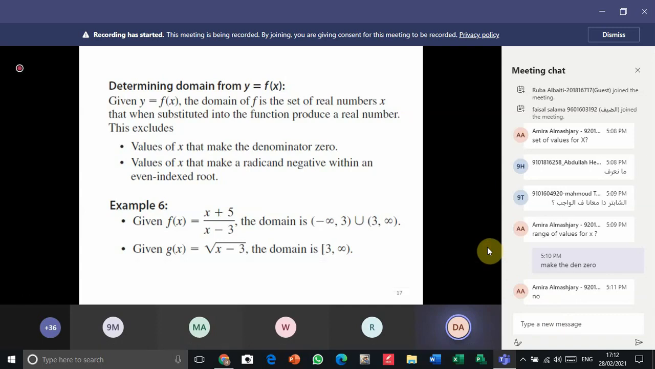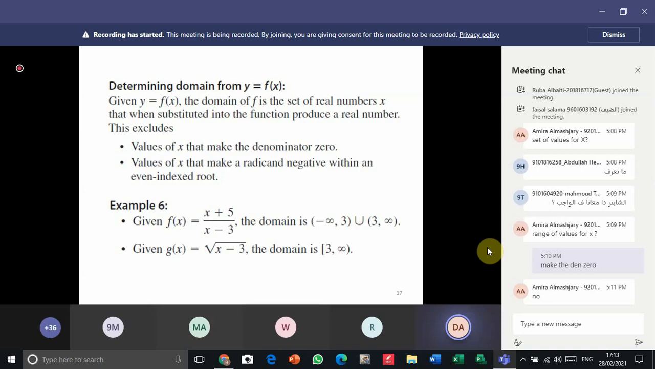Okay. Now the value of x must be not such that the denominator equals 0. The denominator is not allowed to be 0, and the inside of the radical must not be negative. Okay.